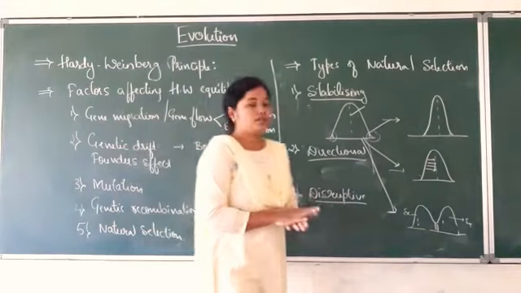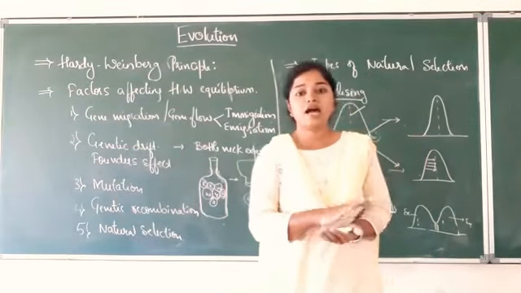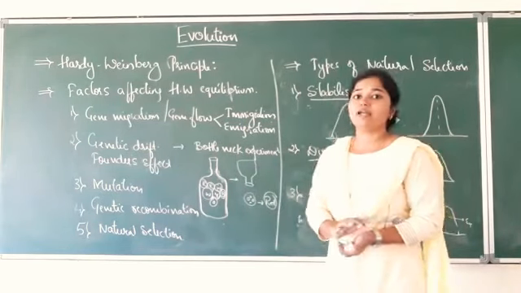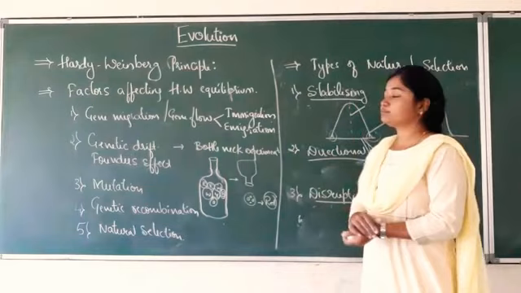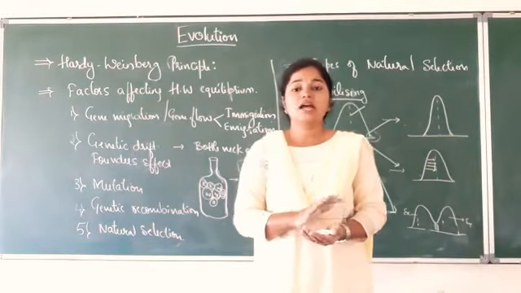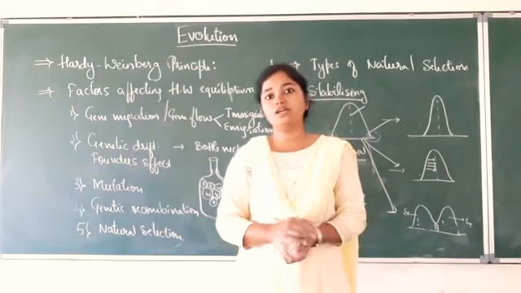So in today's class we have studied the Hardy-Weinberg principle and Hardy-Weinberg equation, the factors affecting the Hardy-Weinberg equilibrium, and also the types of natural selection. That's all for today's class, and in the next class we will be discussing the origin and evolution of man, and also the story of evolution of the life forms, right?